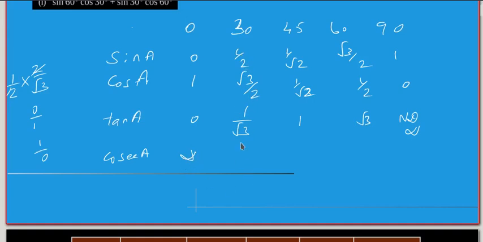And the reciprocal of 1 by 2 is 2. The reciprocal of 1 by root 2 is root 2. The reciprocal of root 3 by 2 is 2 by root 3. And 1 by 1 is 1 itself.